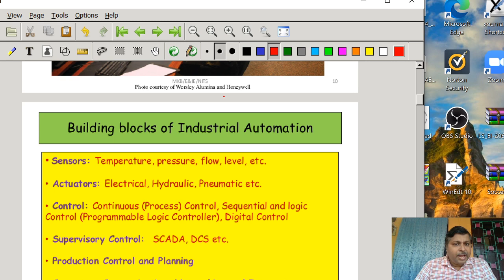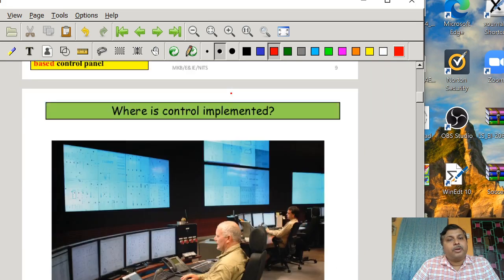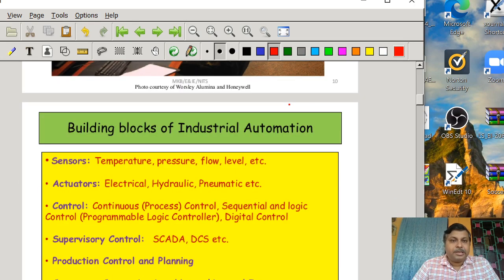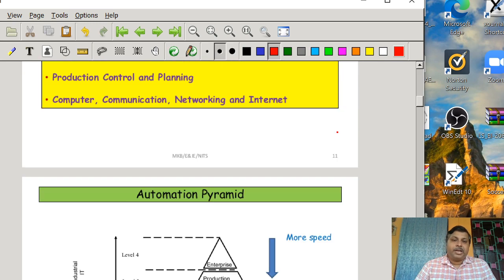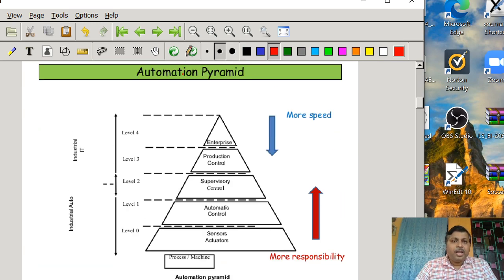Before going into the details of where this control is implemented, another important thing we are going to understand is the building blocks of industrial automation, because just now we have understood what automation means, and now we are going to understand how automation has been built in an industry. So this is the typical industrial automation pyramid.